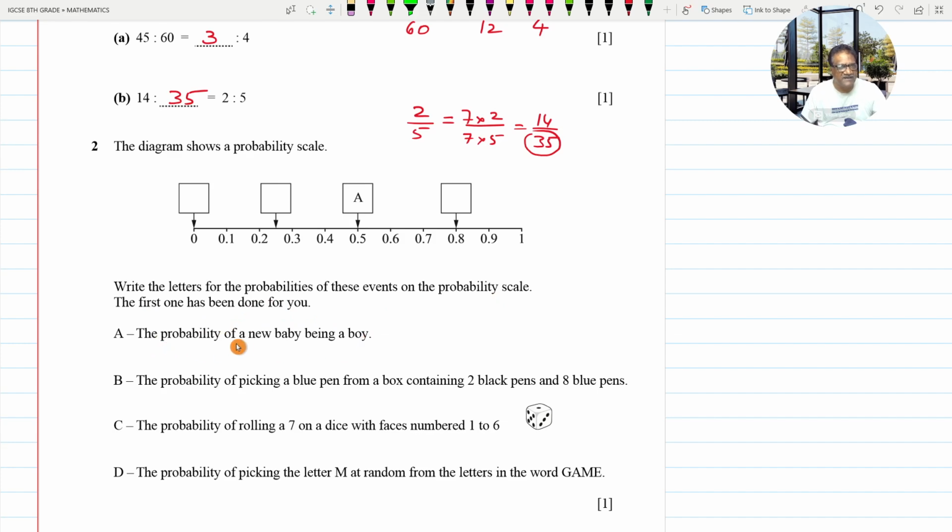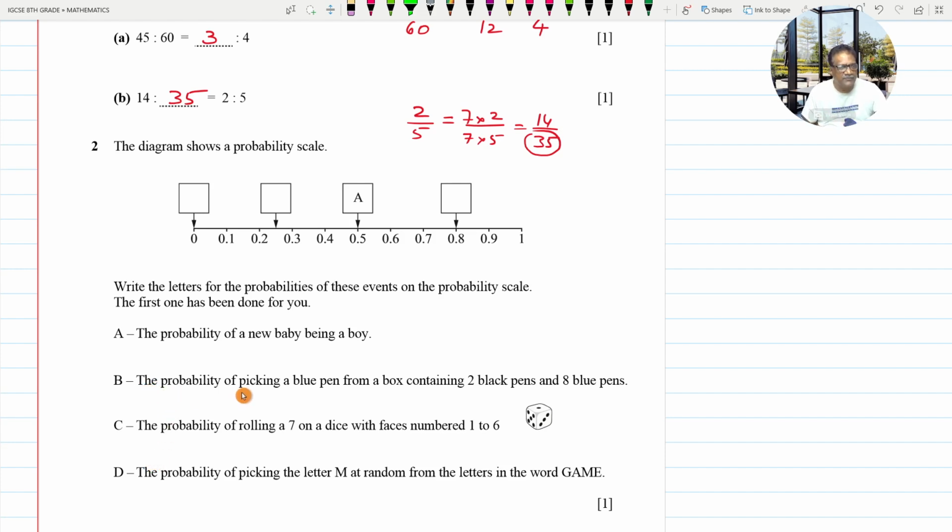A is the probability of a new baby being born being a boy. You know that the probability of a baby boy is always half, that is 0.5. So here he has put A at 0.5. This he has done for you. Now the rest of the things you have to do.